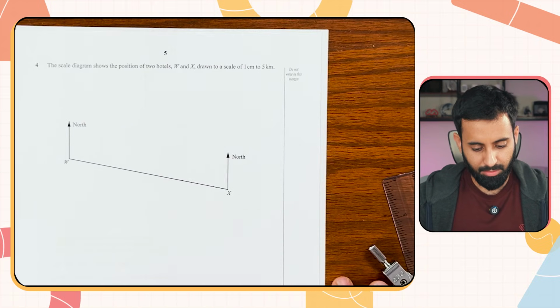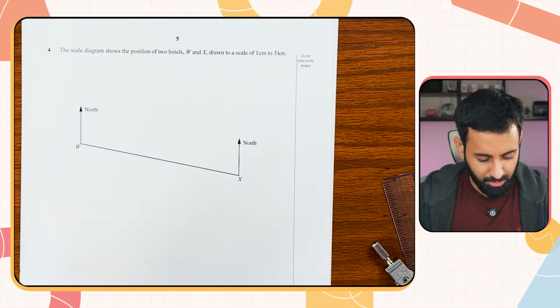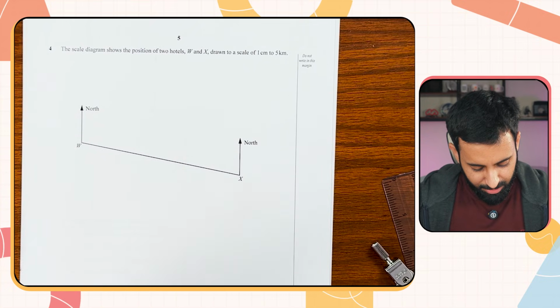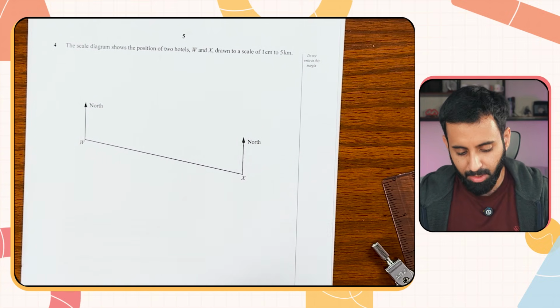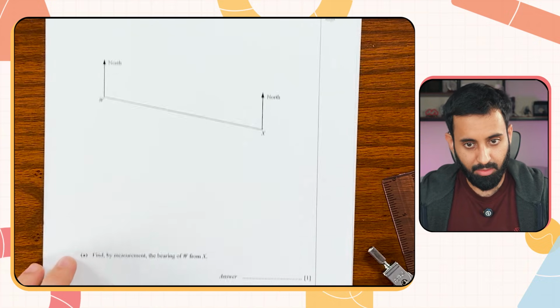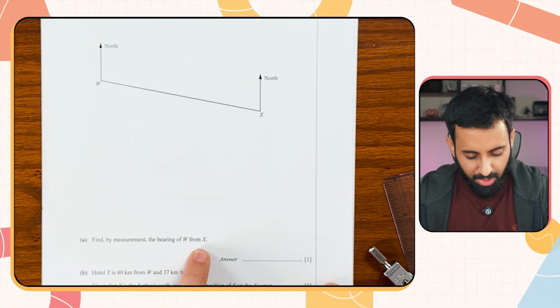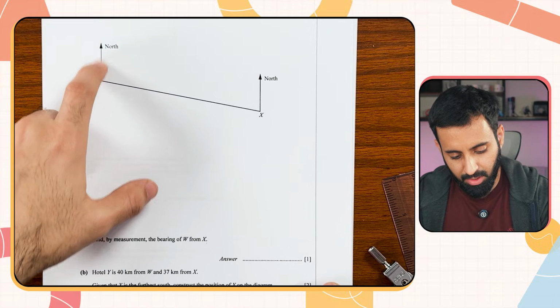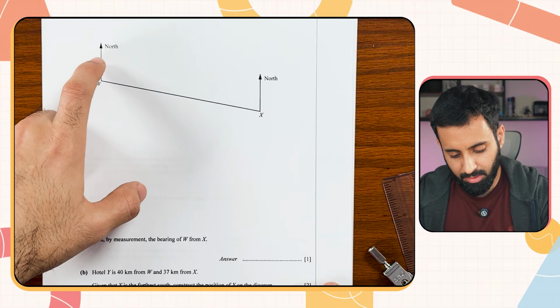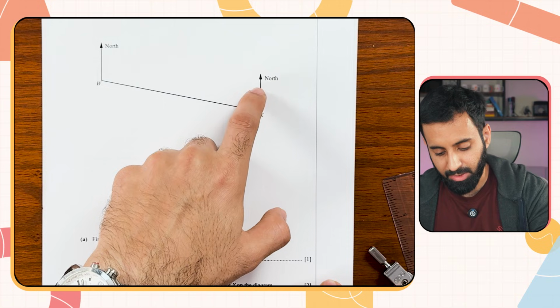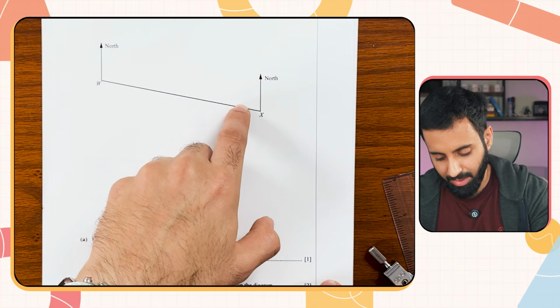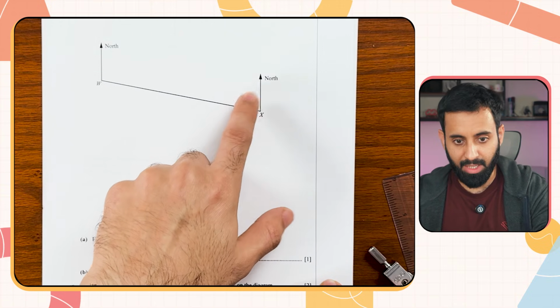I saved the final question for the last. Let's see what this says. Find by measurement the bearing of W from X. Okay, now you guys can see what I'm reading. Find by measurement the bearing of W from X. So that means we're going to start from the north at X, and we're going to measure the angle in a clockwise direction.